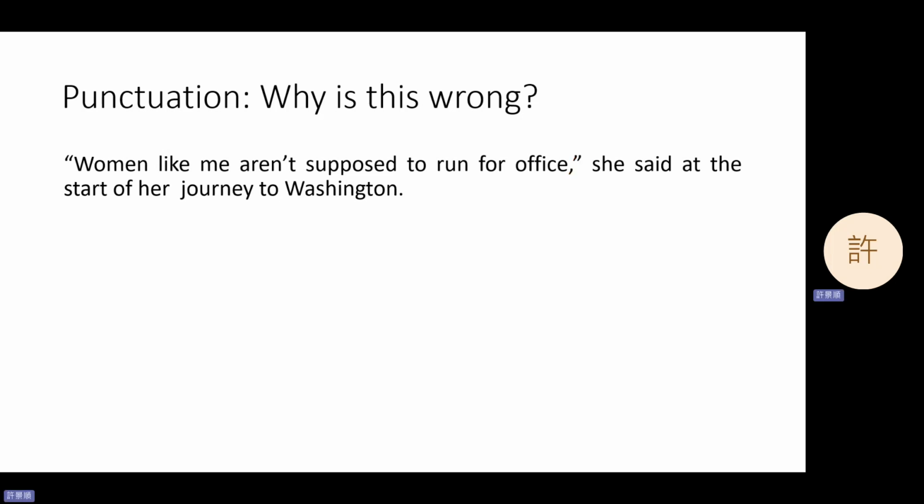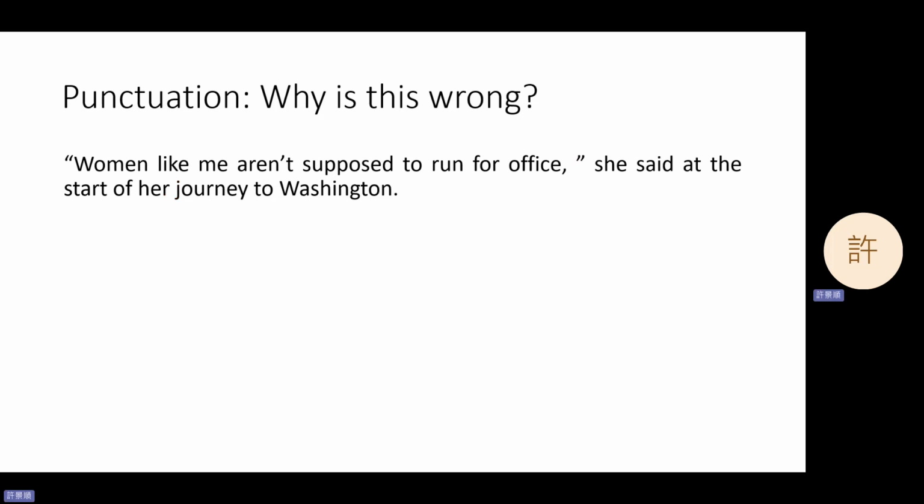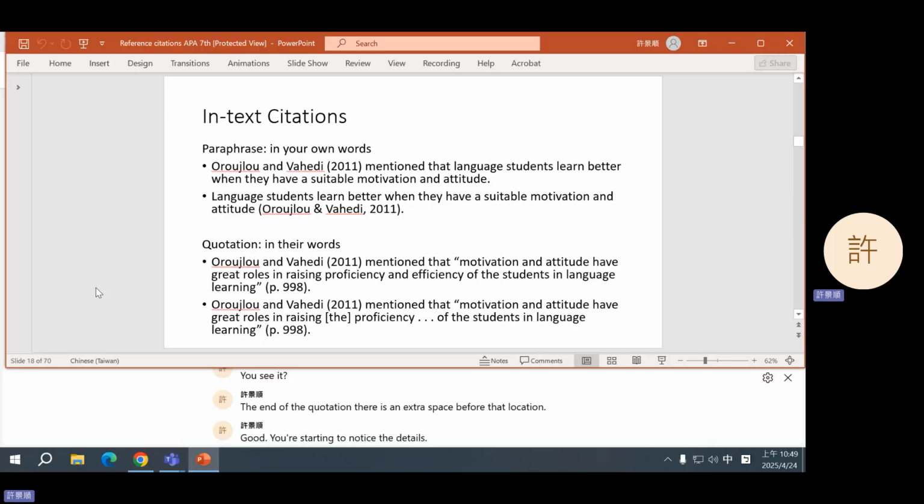Okay, what's wrong with this one? You see it? Yeah? There's an extra space right here. I think this is the last part. What's wrong with this one? You see it? Yeah? The end of the quotation, right? There's an extra space before that quotation. Good, you're starting to notice the details. This is the level of detail you must have to do well on this unit.